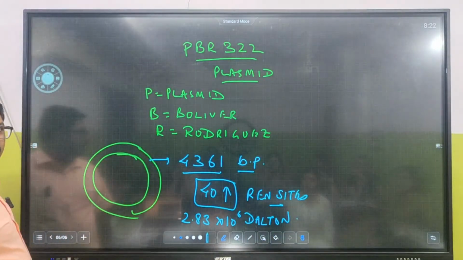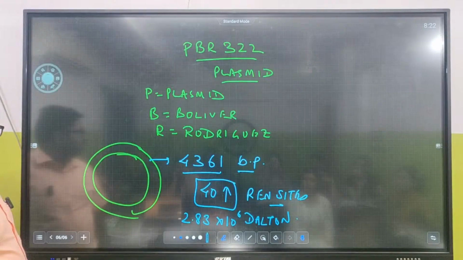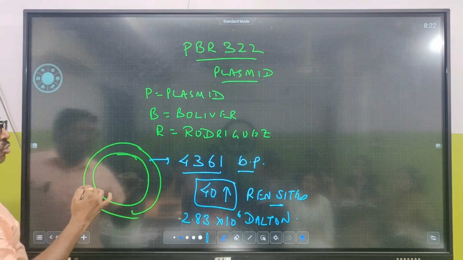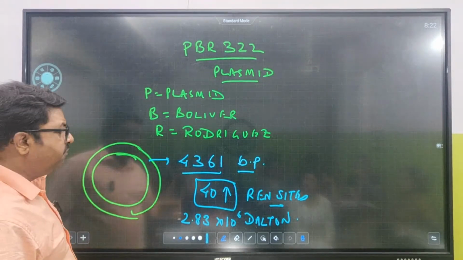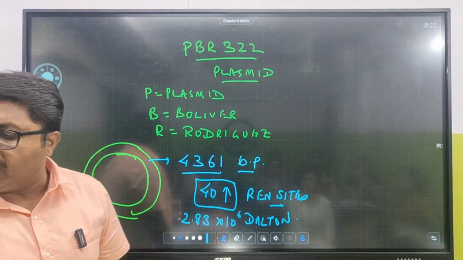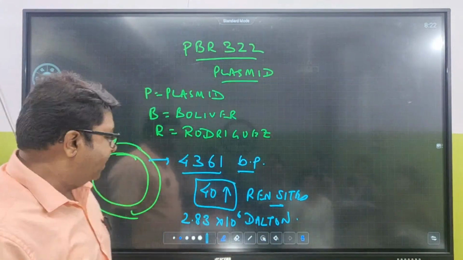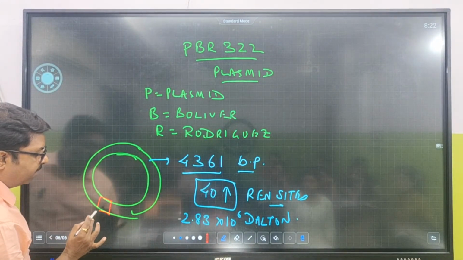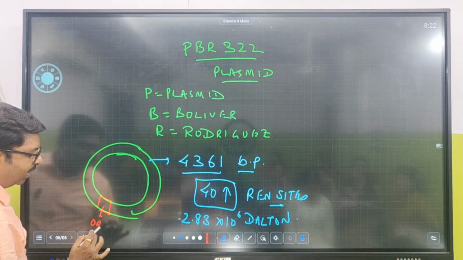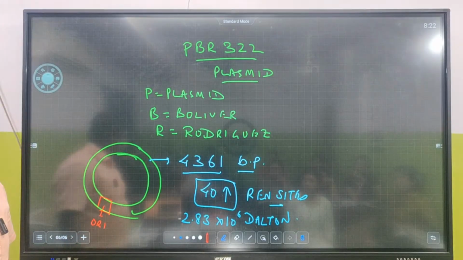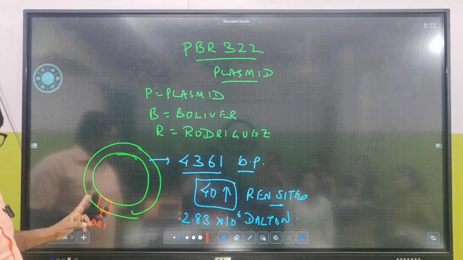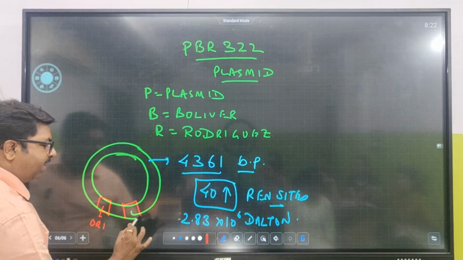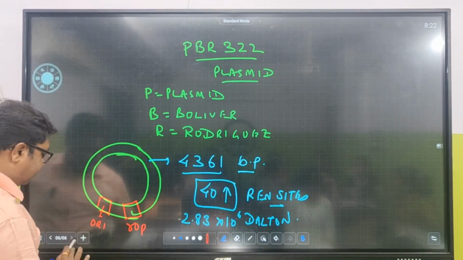This is PBr322. Okay? Now, what is so very special about PBr322? If you see in the figure, in the book, you can see there is ORI. What is ORI? Origin of replication. So replication will start from here. Then there is ROP. ROP structure present over here.